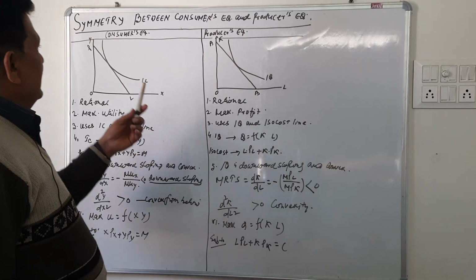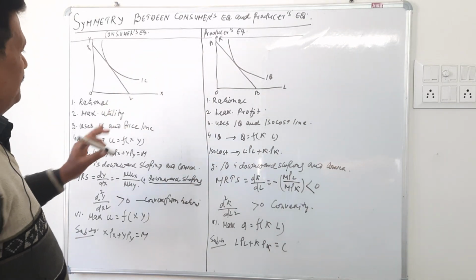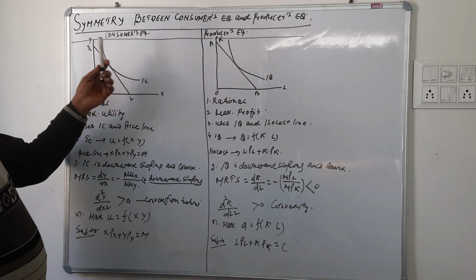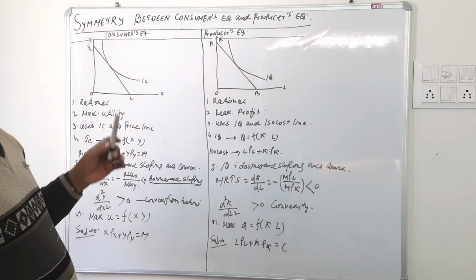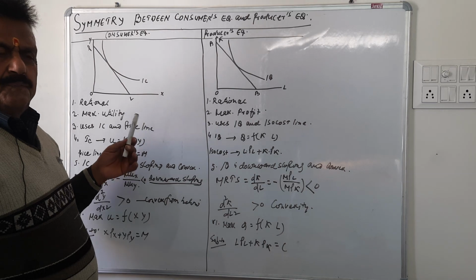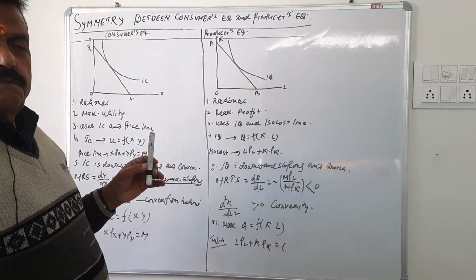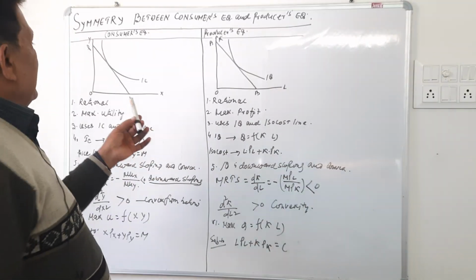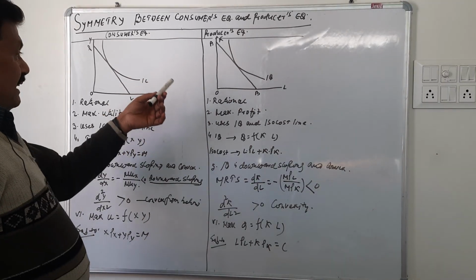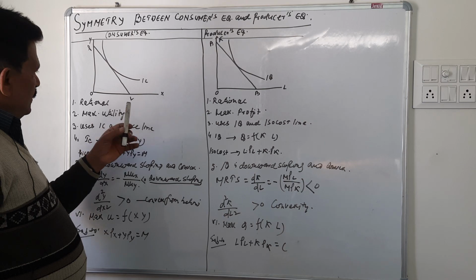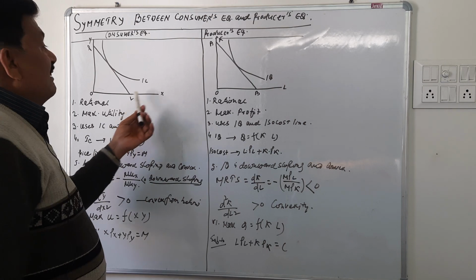So come to the blackboard. This side shows consumer's equilibrium, this shows producer's equilibrium. Firstly, I have written that both consumers and producers are supposed to be rational. In the classical theory of firm, consumers and producers are taken to be rational, though in the modern theory of firm as well as in the behavioral theory, this assumption has been relaxed. Anyway, since this is classical theory, here it is assumed that consumers as well as producers are both rational.